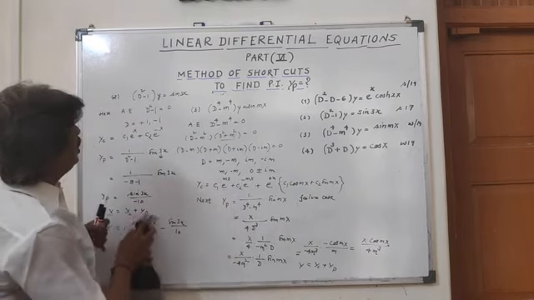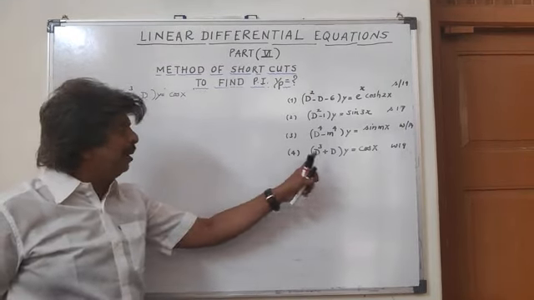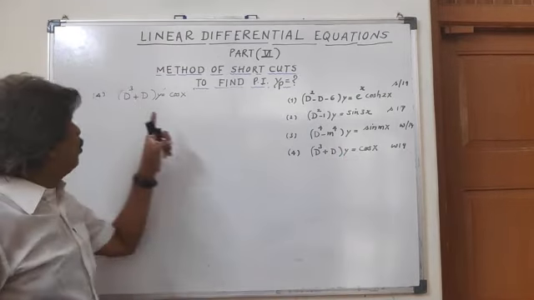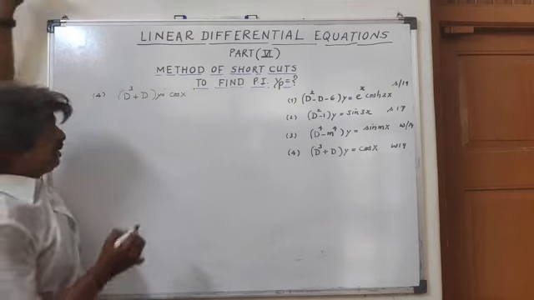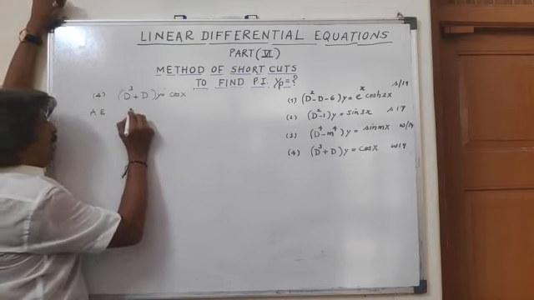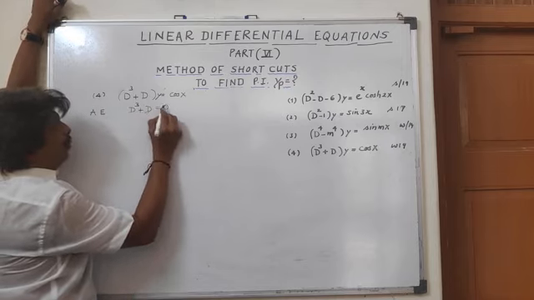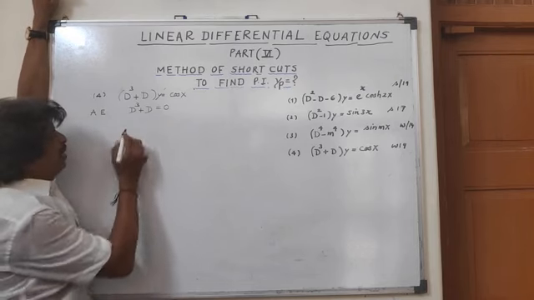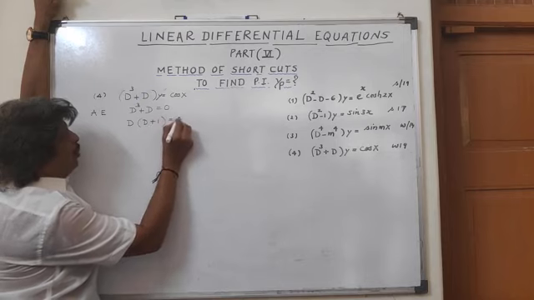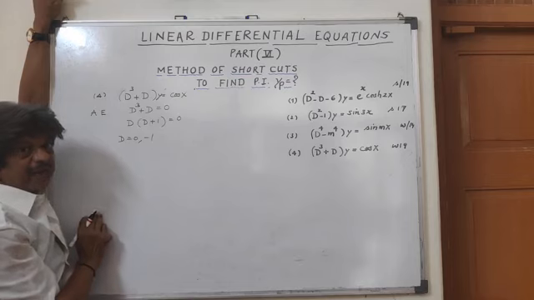Now, the fourth one. Okay, turning to the last example, d cube plus d into y equal to cos of x. Now f of d equal to 0 is the auxiliary equation. So the auxiliary equation is d cube plus d equal to 0. So it is d into d square plus 1 equal to 0. So what are the roots? d equal to 0 and d equal to minus 1.